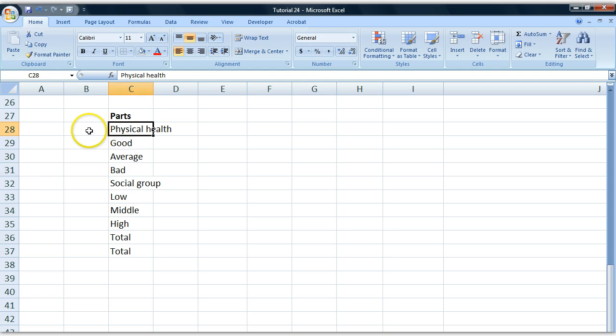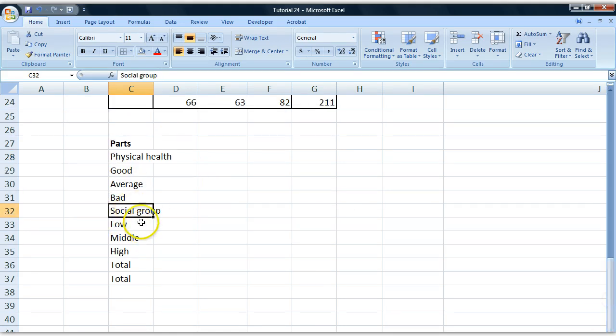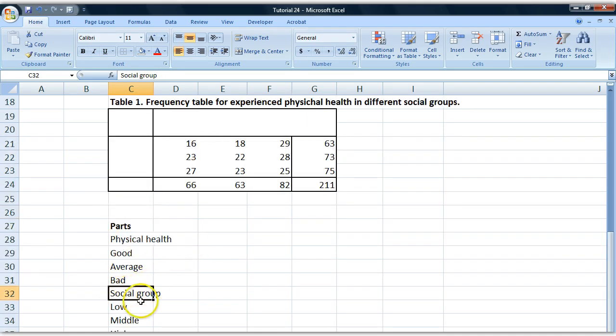Physical health, is that dependent or independent in relation to the variable social group? Well, I would say that what class or social group you belong to in society will affect your physical health. So I would say this social group is the independent variable. This is what in theory happens first, and this is the effect of your different values in this variable. This is why this is called the independent variable. So let's place this social group in the independent variable area. So I'll put it right there.